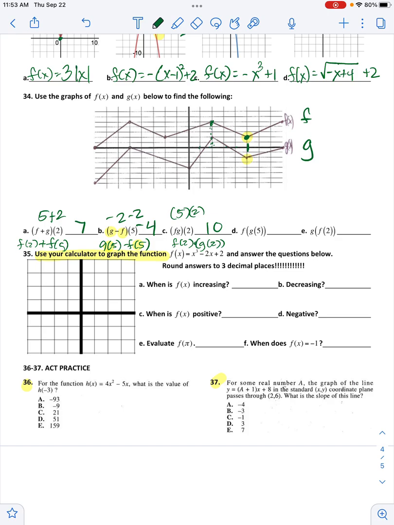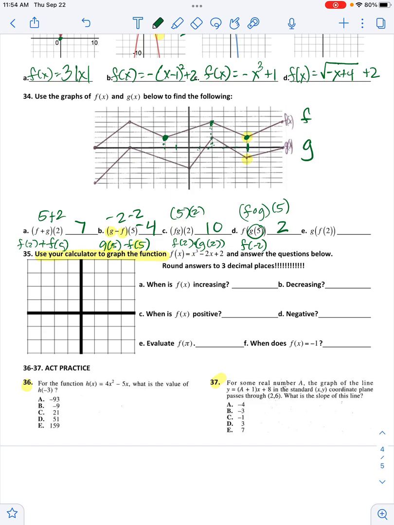This is a composite. This would be the same as writing f of g of 5. Get those two notations kind of into your brain. So this means I need to find the g of 5 value. So if I go 1, 2, 3, 4, 5, g of 5 is negative 2. So I'll be finding f of negative 2. I go to negative 2. I find my f value.